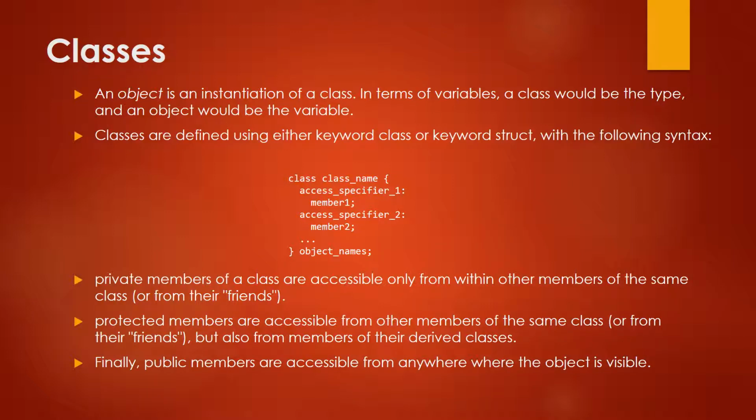The object name that goes between the last curly brace and the semicolon is an optional concept. We don't really use this much, but C uses this a lot. It lets you create an object with that name as part of the class declaration. It's a shortcut, it's not necessary. We don't do it, but I want to show it to you so that you have awareness of it if you do encounter it.